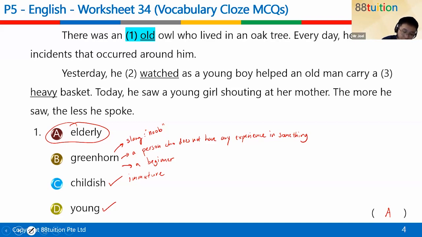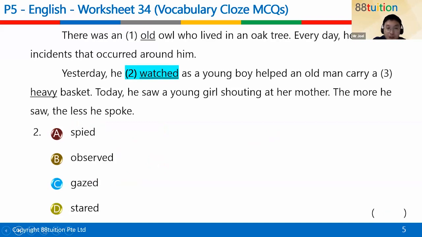Next, number 2. All right, everyone who did it online got it correct, but how about those who did not? Yesterday, he watched as a young boy helped an old man carry a heavy basket. What's a good word to replace watched over here?